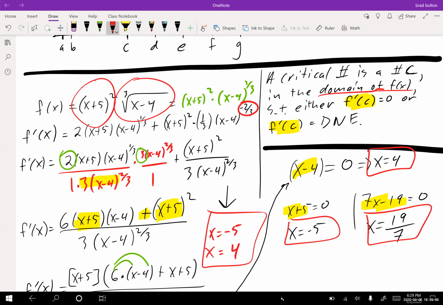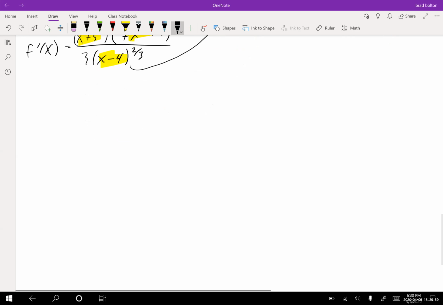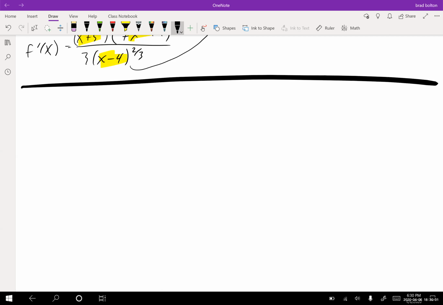So we actually have 3 critical numbers. And I think you guys can guess there is no way you would have found 19 over 7 without going through and doing the work, okay? So that's one problem. And as you can see, these aren't easy. These take a little bit of time, okay? So let's take a look at something else.